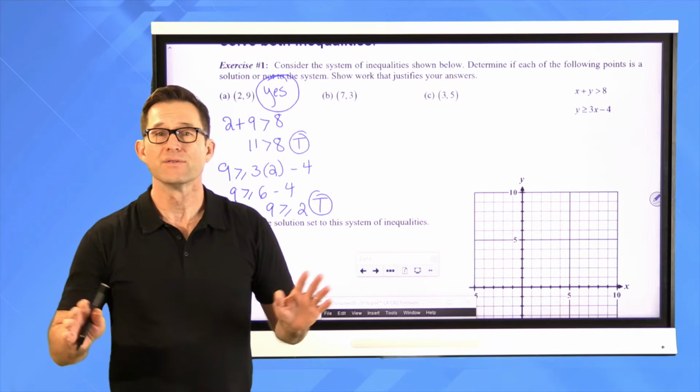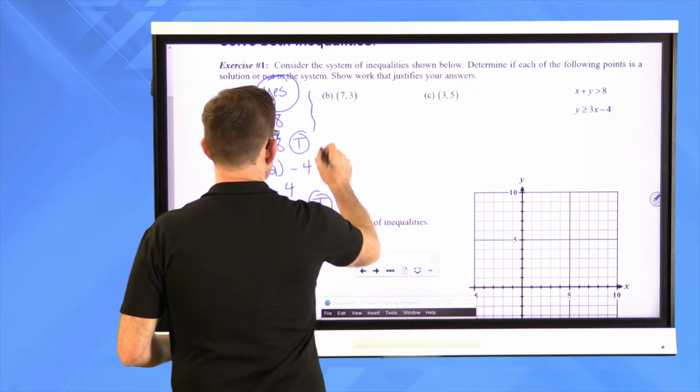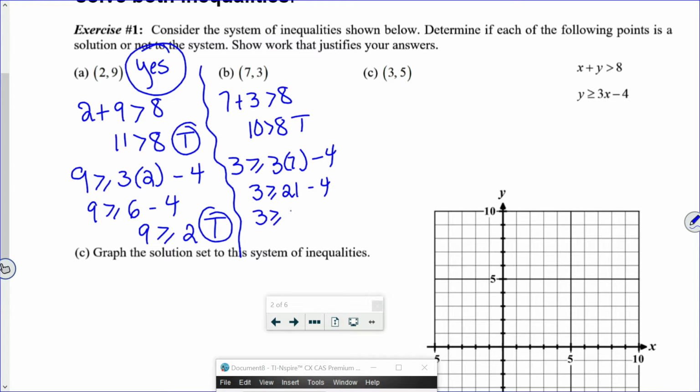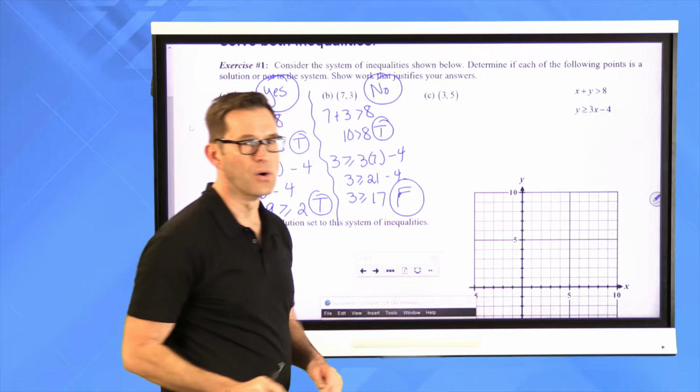All right, so let's go with (7, 3). Give myself a little bit of room here. First one, 7 plus 3 is greater than 8. 10 is greater than 8. That's certainly true. Excellent. 3 is greater than or equal to 3 times 7 minus 4. 3 is greater than or equal to 21 minus 4. 3 is greater than or equal to 17? No, that's false, right? So since that's true and that's false, the answer here is no.